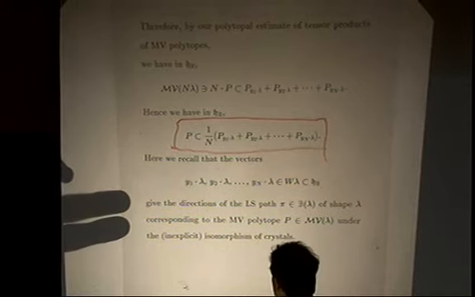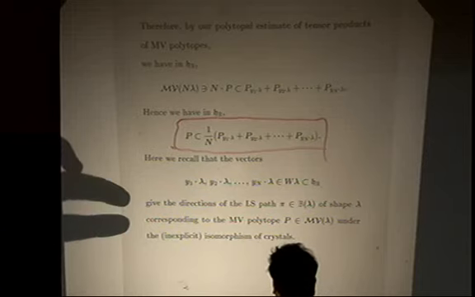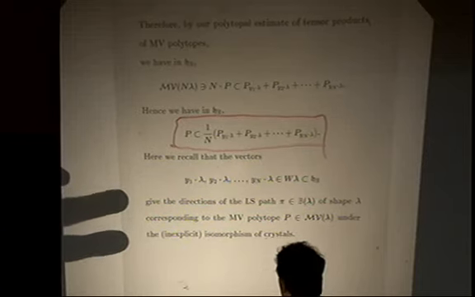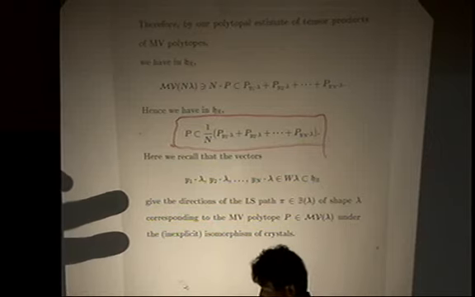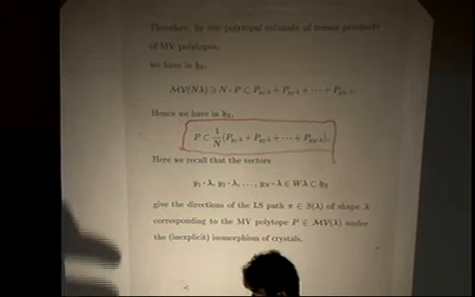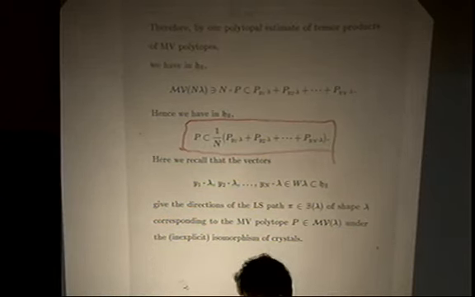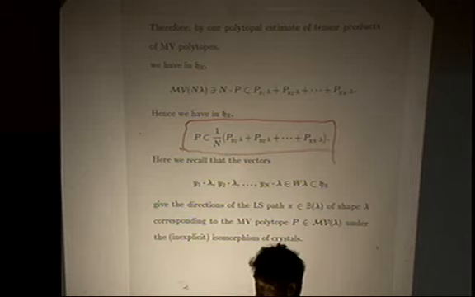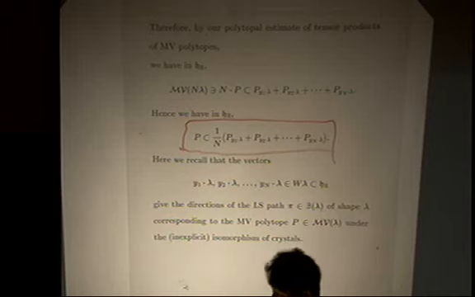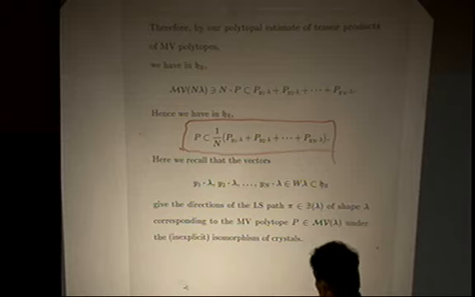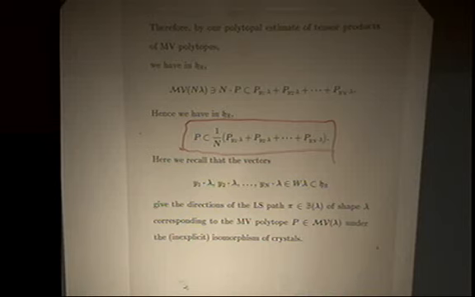we recall that the vectors y1 dot lambda, y2 dot lambda, yn dot lambda give the direction vectors of the LS path pi of shape lambda, corresponding to the MV polytope P under an explicit isomorphism. So, this is only an inclusion relation, not the equality. At this moment we have only this, but we want to refine this result in the future problem. But anyhow, this is enough for our present purpose.